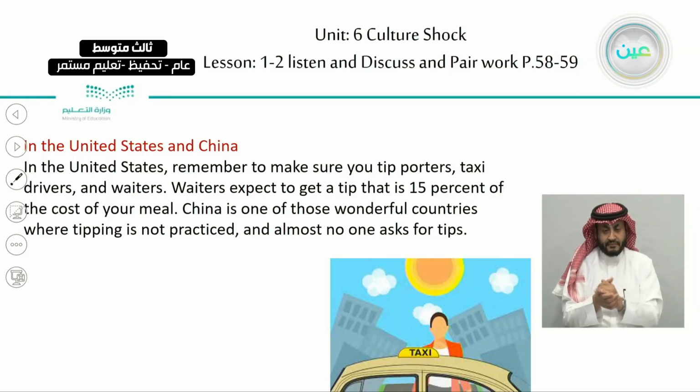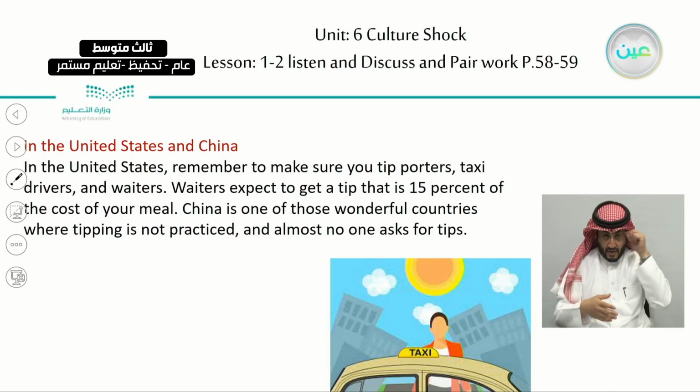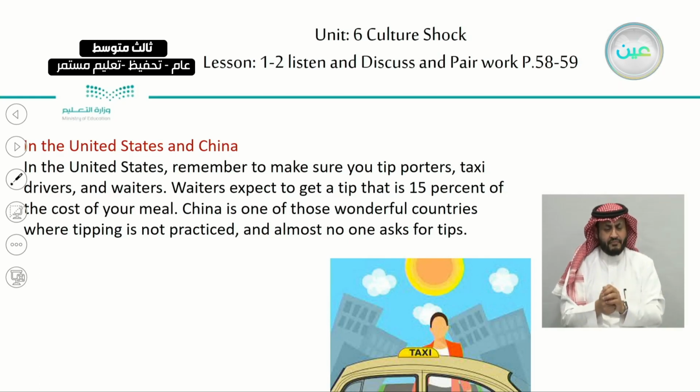In the United States, remember to make sure you tip porters, taxi drivers and waiters. Expect to get a tip that is 15% of the cost of your meal. China is one of those wonderful countries where tipping is not practiced and almost no one asks for a tip.